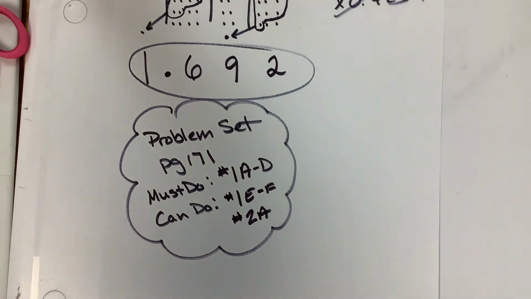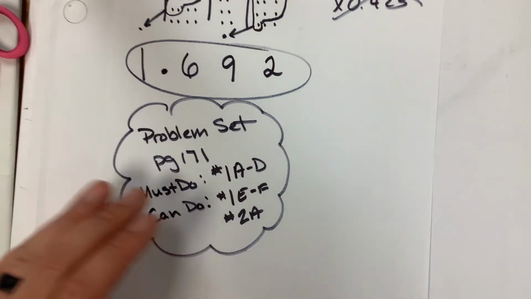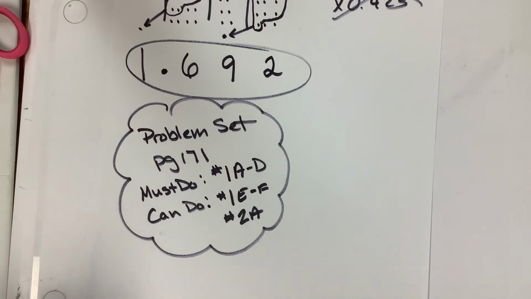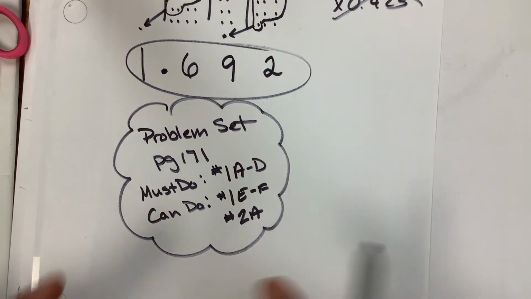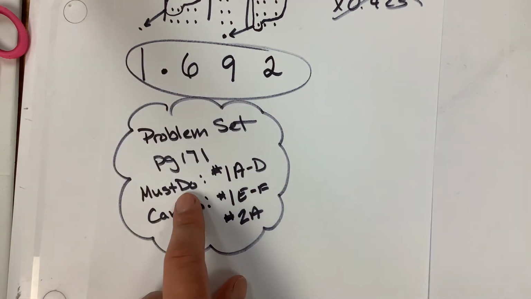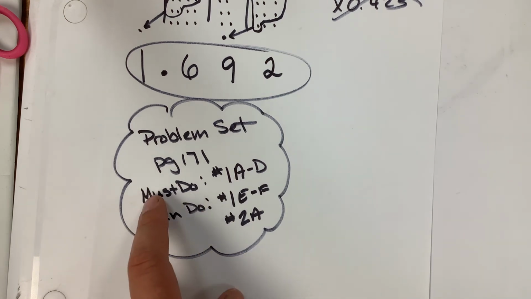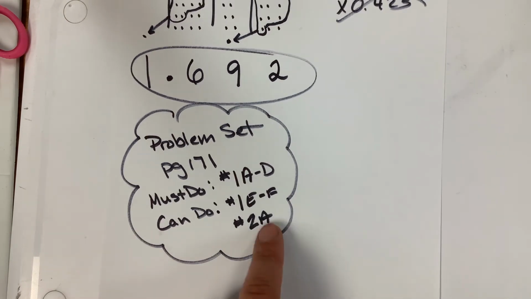Go ahead and pause this video. Spend about 10 minutes working on the problem set. Maybe a little more, 15 minutes. Let's go 15 minutes working on your problem set. When you finish, come back to the video for the next round of directions. Okay, if you're back, that means you've spent about 15 minutes working on the problem set. You've worked on the must-dos, and some of you might have even gone to the can-dos.